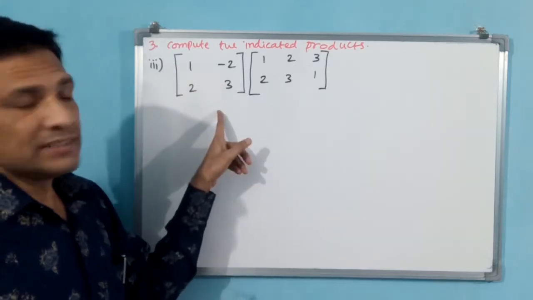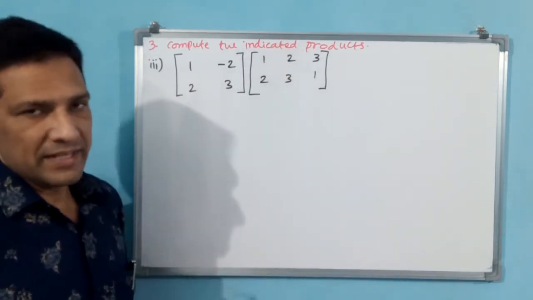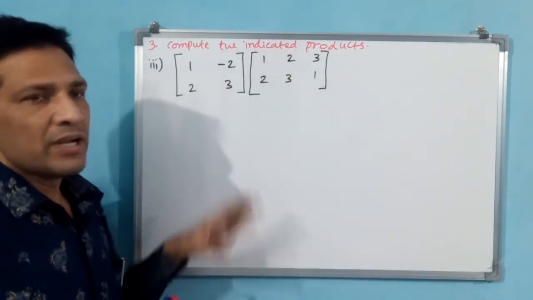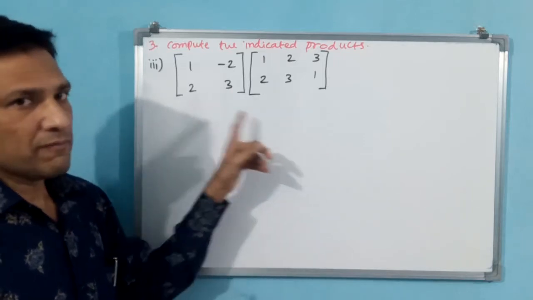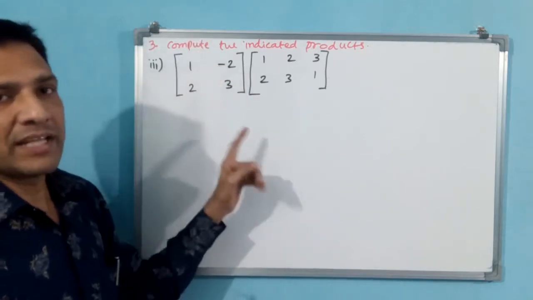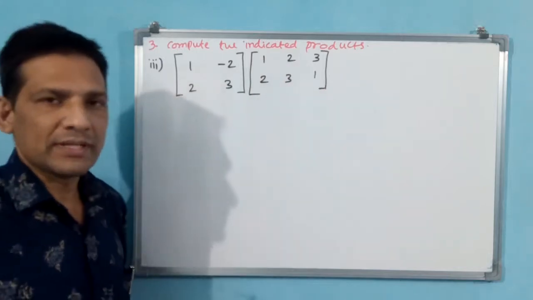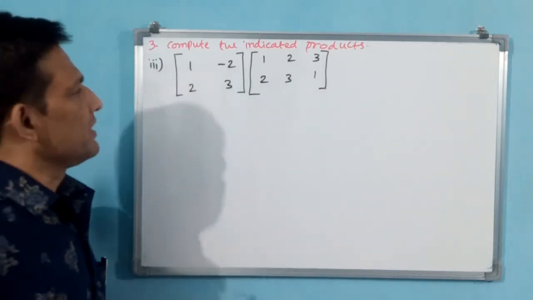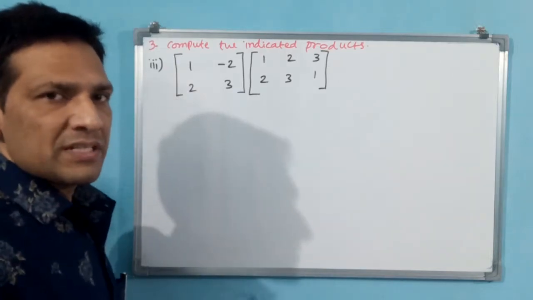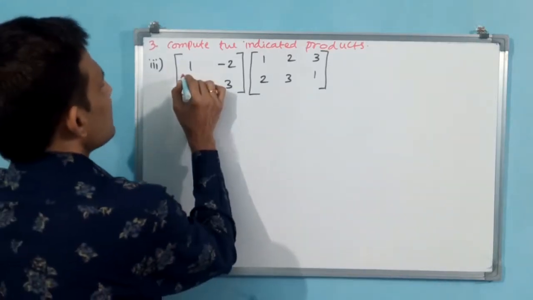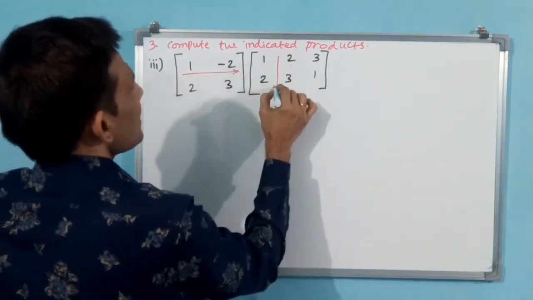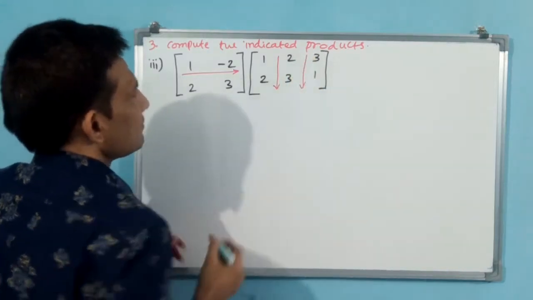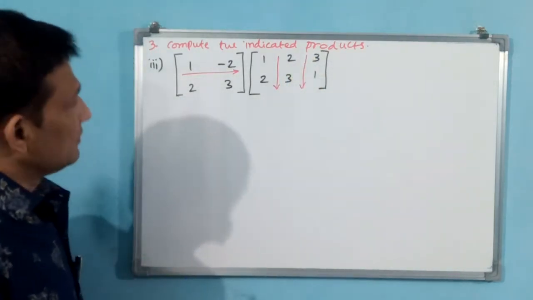Here a 2 by 2 matrix is there, but here a 2 by 3 matrix is there. But what we have to see? Columns, rows. First matrix columns, 2 columns are there. Second matrix rows, 2 rows are there. That means multiplication is possible. Let us do the multiplication. Before doing multiplication, arrows you have to keep. Left to right, top to bottom. Top to bottom. Okay?